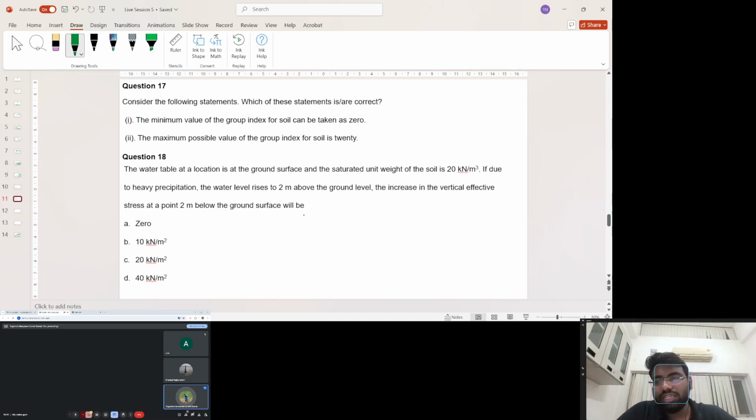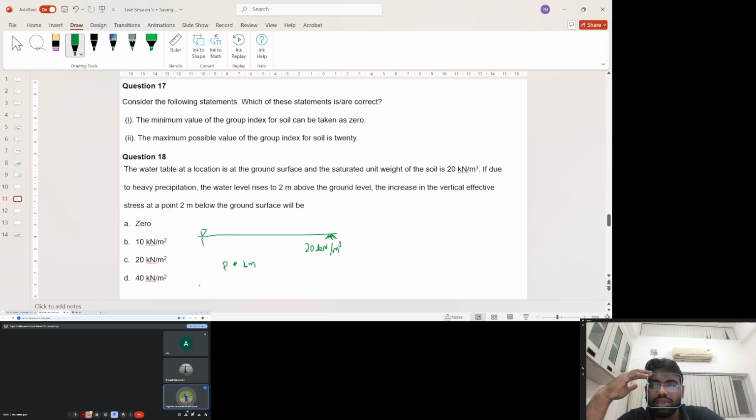Now we have to understand the question. So the initial condition is that there is a ground level and at the same level there is a water table. That is what they are saying. And the unit weight of soil, saturated unit weight, is 20. Now the point of consideration is 2 meters. Right. So let it be point P. Right. Now this is the first condition.